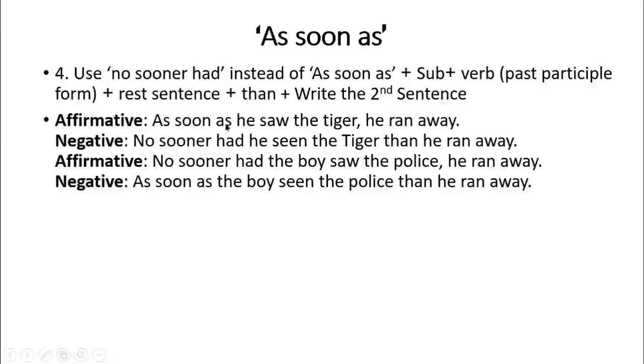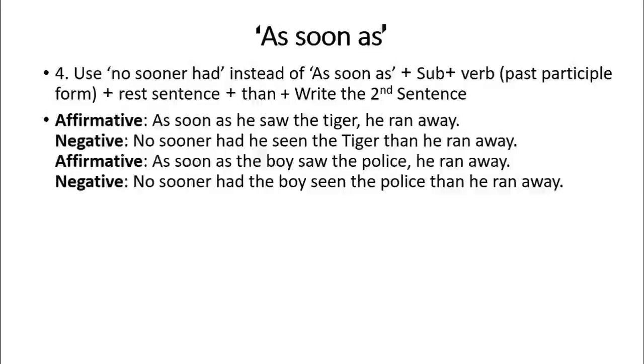So no sooner had he. Okay? No sooner had he. Then we have to write down past participle form of verb. Seen. Then the rest of the sentences. The tiger. So from structure we have got then. The next sentence. He ran away.